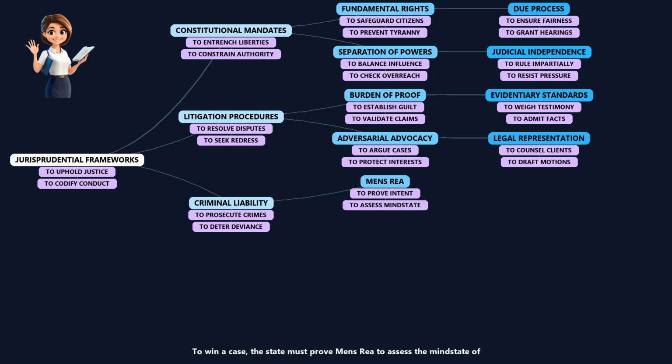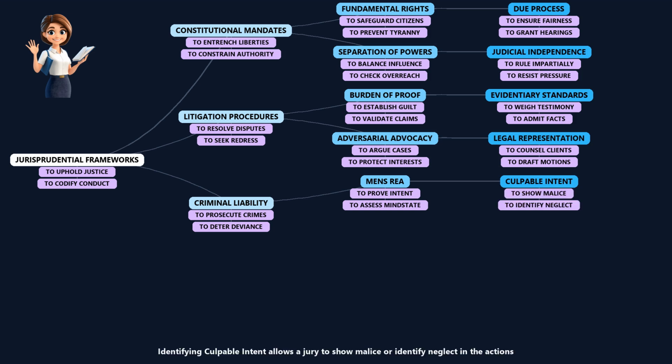Mens rea. To win a case, the state must prove mens rea to assess the mind state of the person who committed the act. Think of it as proving that the person meant to do something wrong, rather than just having an accident. Culpable intent. Identifying culpable intent allows a jury to show malice or identify neglect in the actions of a defendant. In short, we are checking if the person was being purposeful or just extremely reckless with other people's safety.